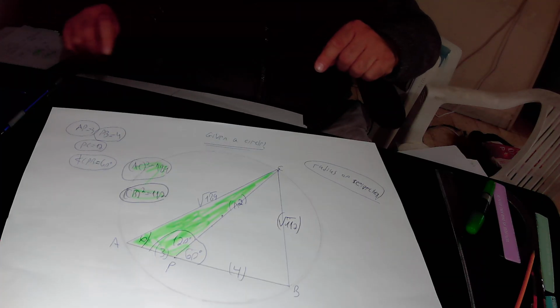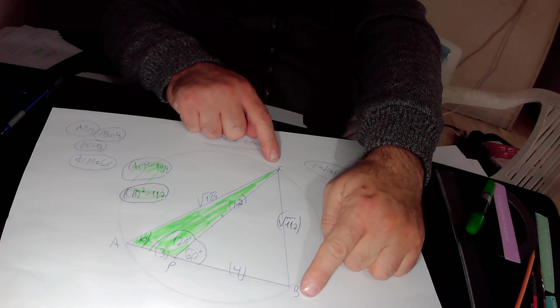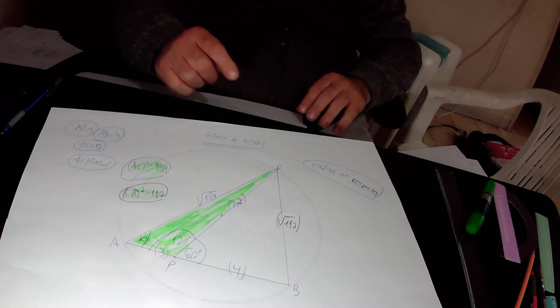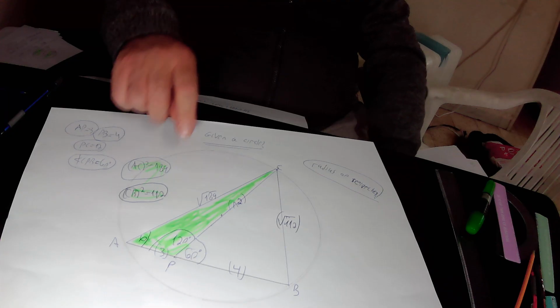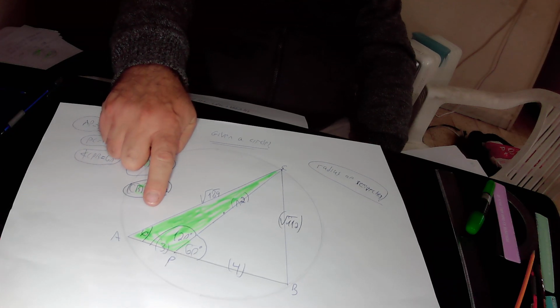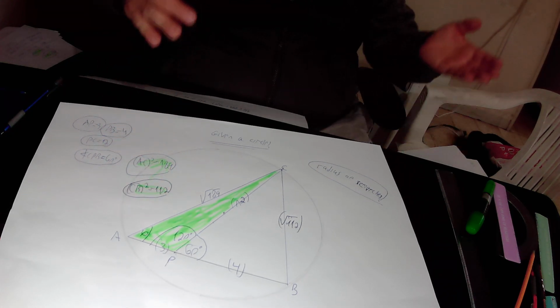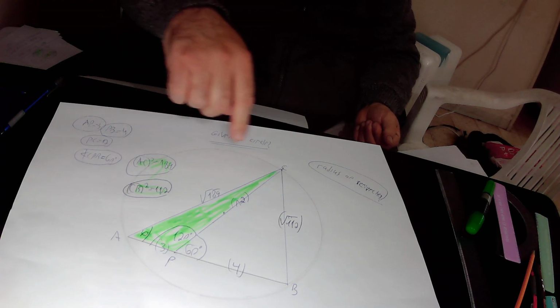This is the missing side CB. It equals the square root of 112 units in length. In the next step, we define this angle CAB as alpha, and we apply the law of cosines in this big triangle ABC.